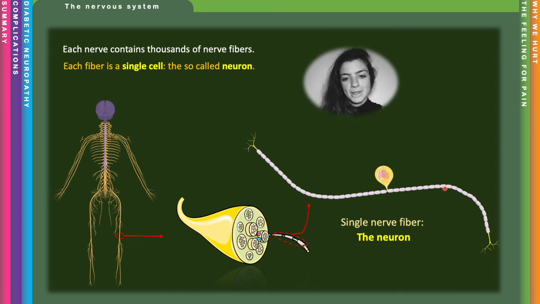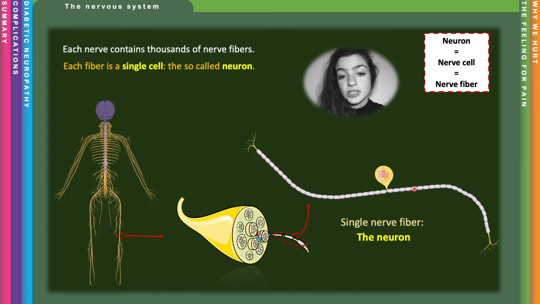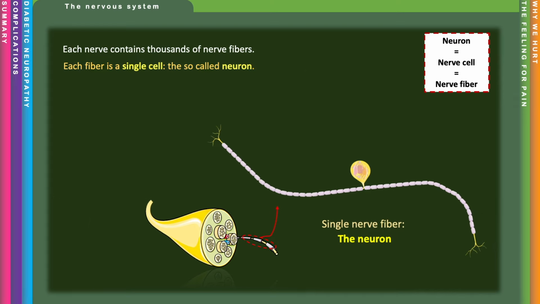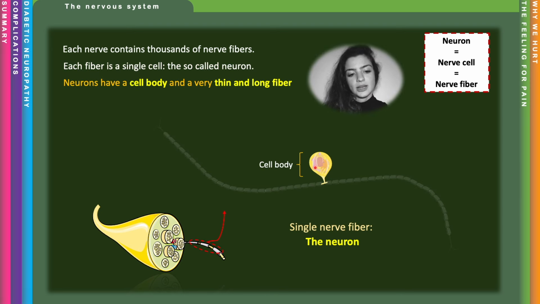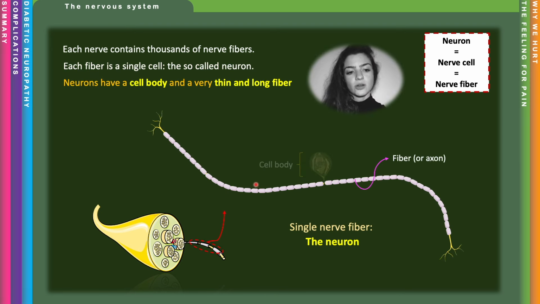So here's the neuron, and it can be a bit confusing sometimes, but the neuron, nerve cell, nerve fiber, we are all talking about the same thing. It's this guy that we're talking about. Each neuron has a cell body and a very thin and long fiber, which can also be called the axon.